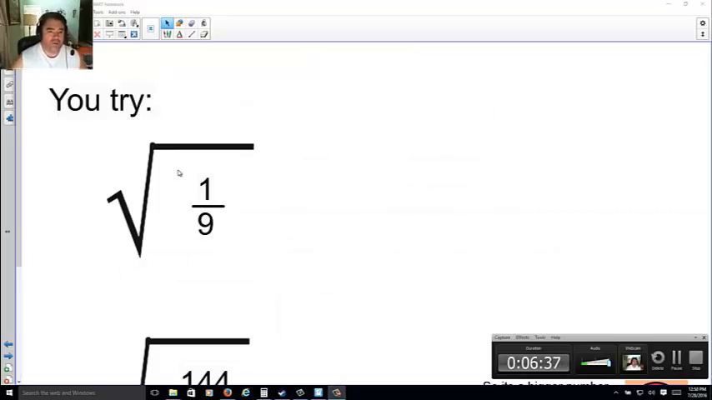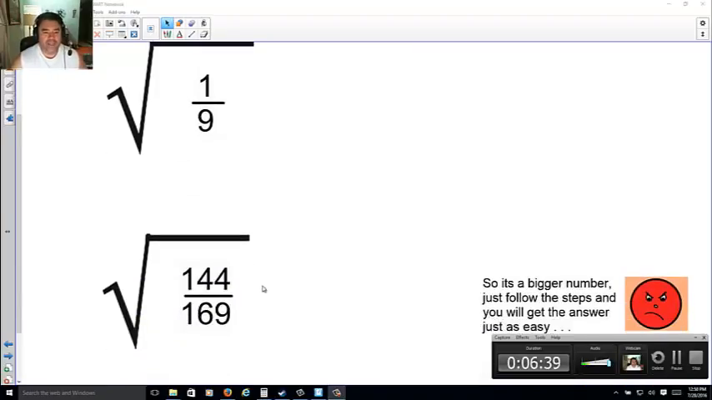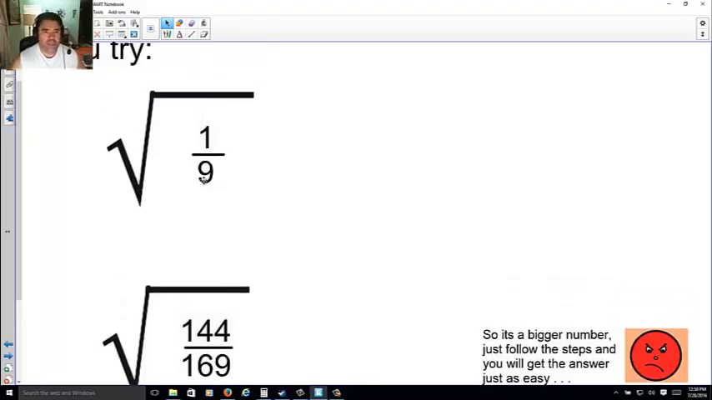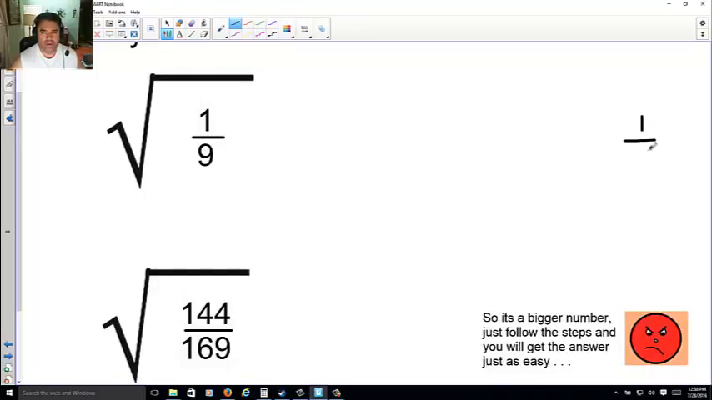Now you try. So go ahead and try the square root of 1/9 and the square root of 144 over 169. Go ahead. I hope you know that this becomes 1/3, and this becomes 12 over 13. Now let me give you a shortcut real quick. See how you have 9 here? Well, you know that 3 times 3 makes 9. Therefore, you know the bottom's going to be 3.